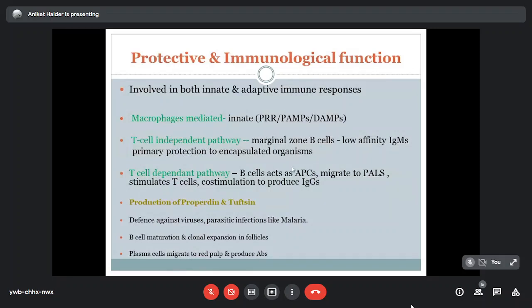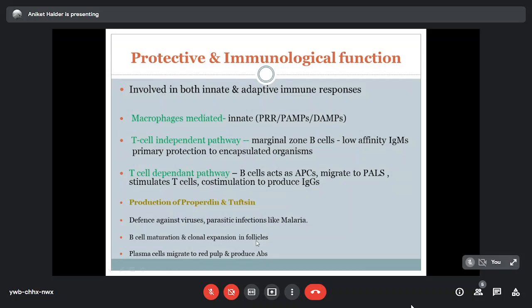Also, the B cells which are present in the follicles are mainly involved in producing different immunoglobulins, mainly the IgGs, and this is done in relation with the CD4 T cells, which are present in the periarterial lymphatic sheath. These B cells get matured, and through the T cell dependent pathway, they undergo clonal expansion within the follicles, and they also undergo processes like antibody class switching, and they produce the antibodies by differentiating into the plasma cells.